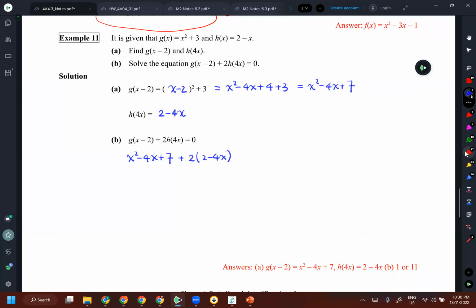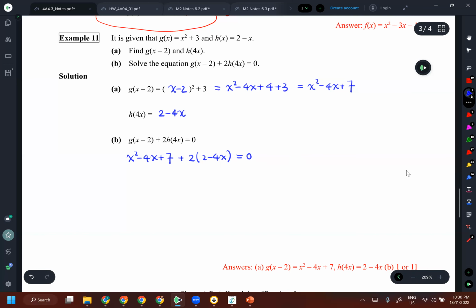Okay? If I do not write equal to 0, then it's still a function. But because it's equal to 0, it's not a function anymore. This is something that x has to satisfy, and not many values satisfy this equation. And we need to find the values that they do.